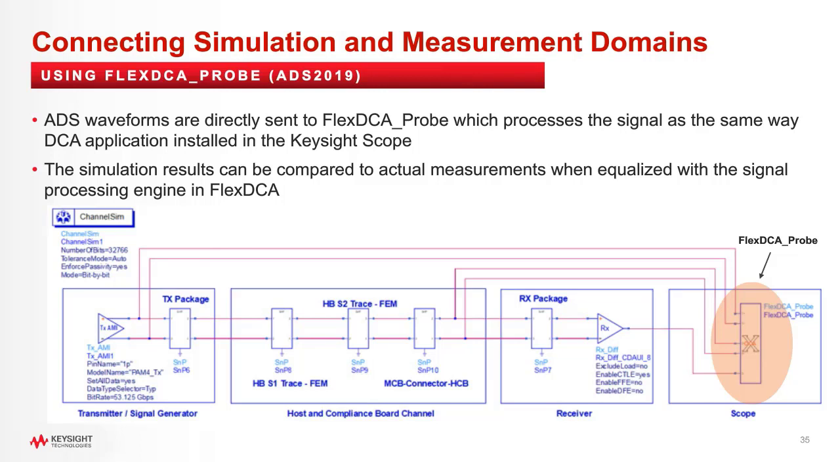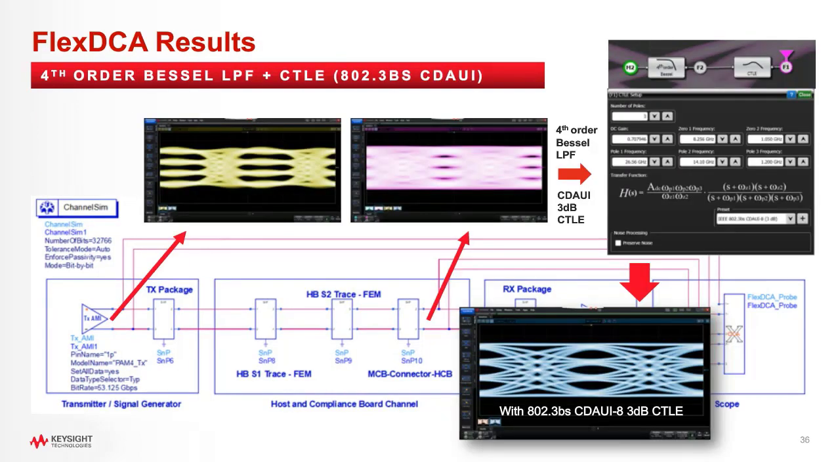The FlexDCA probe collects ADS waveforms, invokes FlexDCA automatically, and sends the waveform data directly to FlexDCA, locally or remotely, to populate the requested slots with ADS waveform data. Here are the final results shown from FlexDCA. The results are pretty much the same as we've seen from the ADS environment.